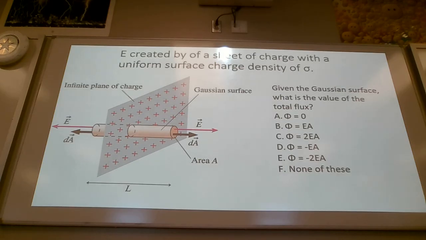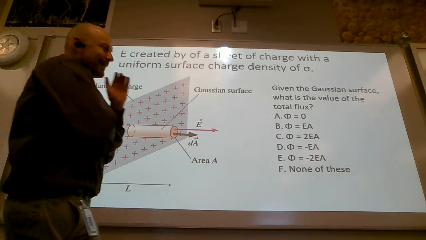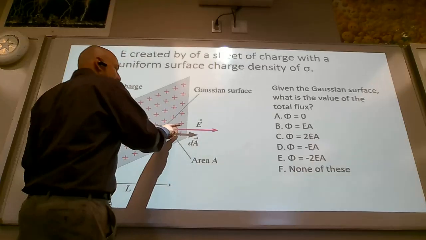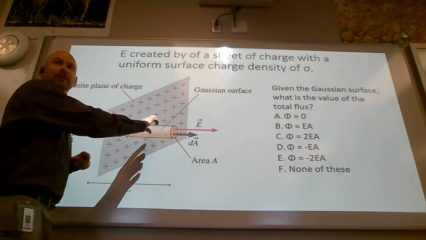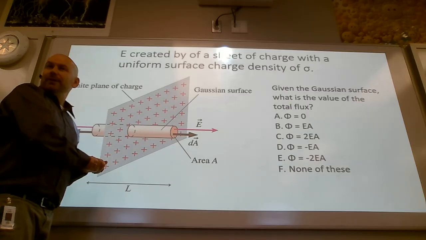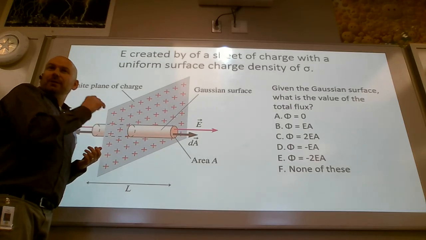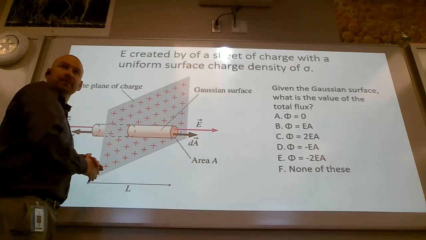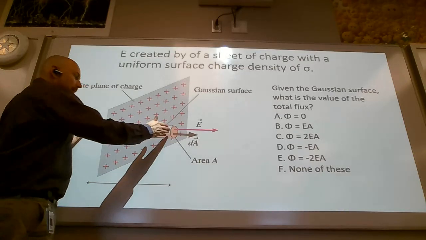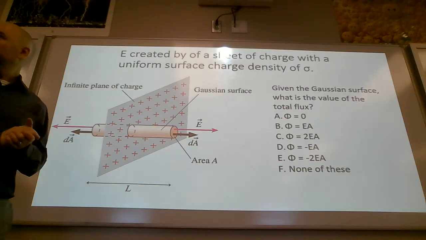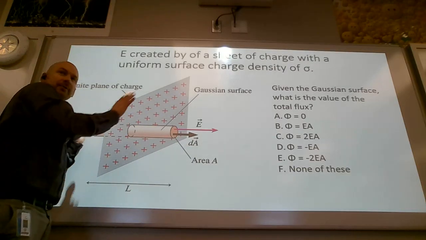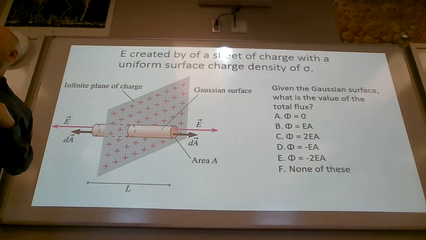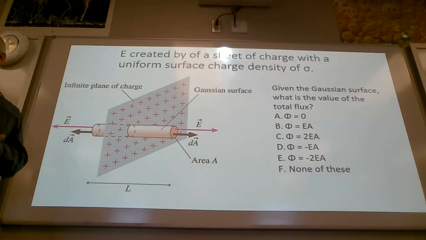Correct answer is C. Because there's two areas. Along the wall is how much flux? 0. Just on the ends. And you have two of them. Both are going out because it's positive going outward. How are we doing with that claim?